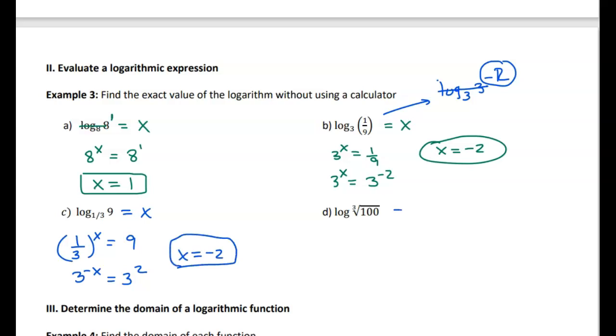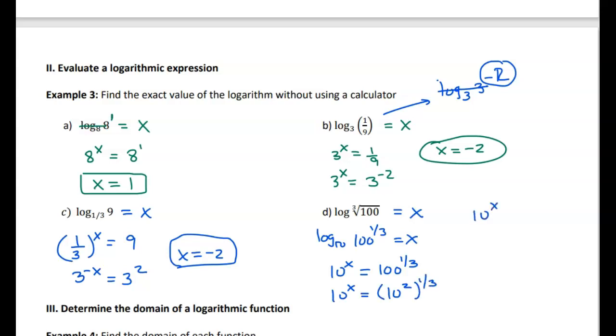Alright, let's look at this one. Log of cube root of 100 equals an unknown. Log without a base means log base 10. Cube root of 100 means 100 to the 1/3. Now let's change to exponential form. 10 to the x equals 100 to the 1/3. Change this so it's base 10. So 10 to the x is 10 to the 2, to the 1/3. So 10 to the x equals 10 to the 2/3. Bases match, so x equals 2/3.